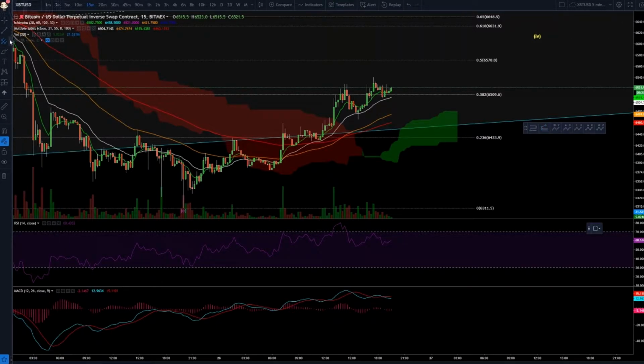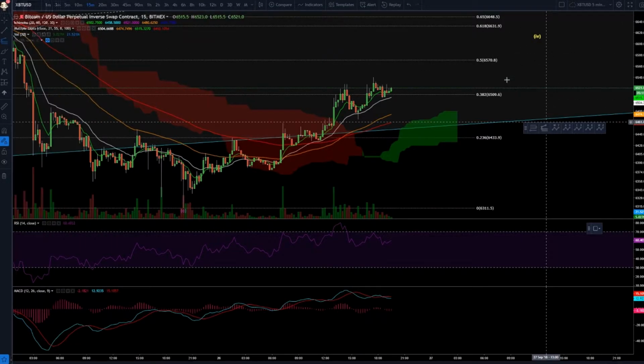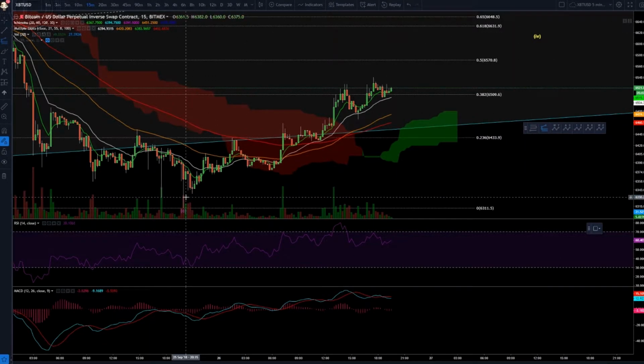You can also go here, where normally there's the pitchfork. So normally it looks like this. Then you go to the little arrow here on the right, and you go down to trend-based fib extension. You can always add it to favorites. That's what I do, right? That's how it gets here. So then just select this.